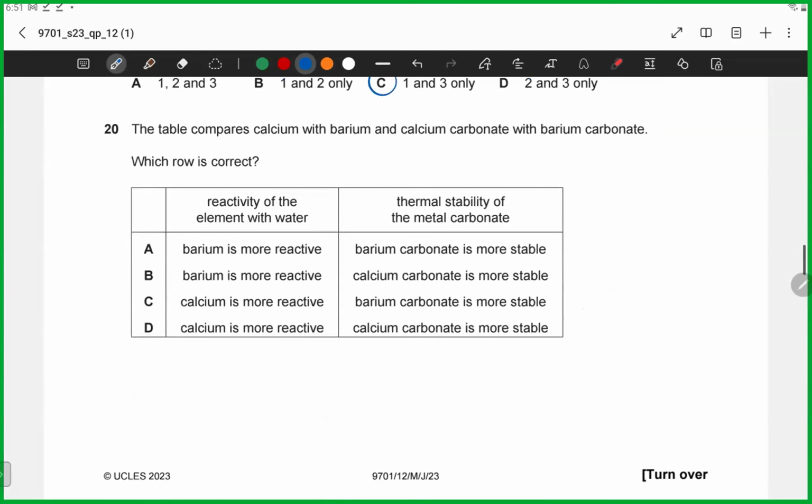अच्छा 20, which table compares calcium with barium and calcium carbonate with barium carbonate? अच्छा पहले तो calcium और barium, calcium ऊपर है periodic table में और barium is lower down, right? Who's more reactive?